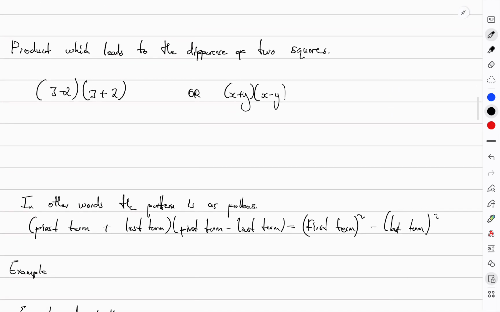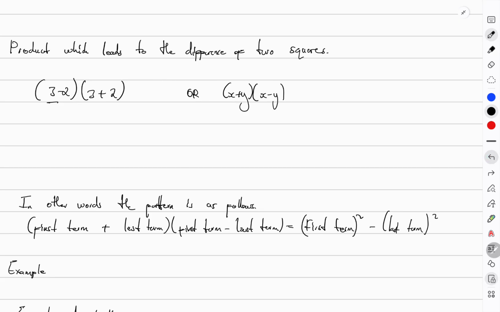Then after we have product, which leads to the difference of two squares. Difference of two squares, meaning we are having a bracket whereby we are having a positive sign, and we are also having a bracket whereby we're having a negative sign, and the terms are the same. So I'm having a 3, I'm having a 3, I'm having a 2, I'm having a 2. The difference is the sign. Therefore, it becomes difference of two squares, right?